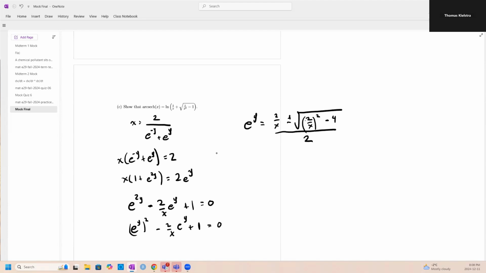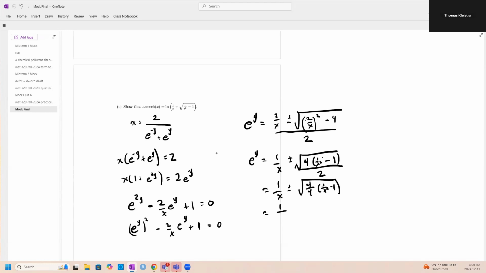So this e to the y equals 1 over x plus or minus the square root of 4 times 1 over x squared minus 1, all over 2. And now this 2 I can bring inside. So it's 1 over x plus or minus the square root of 4 over 4 times 1 over x squared minus 1, which equals 1 over x plus or minus the square root of 1 over x squared minus 1.